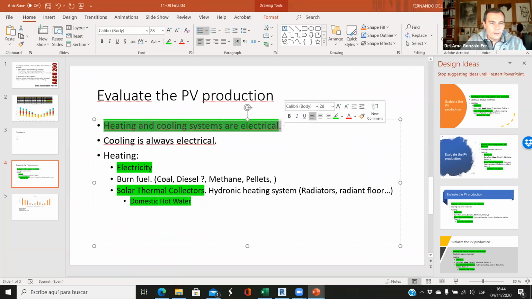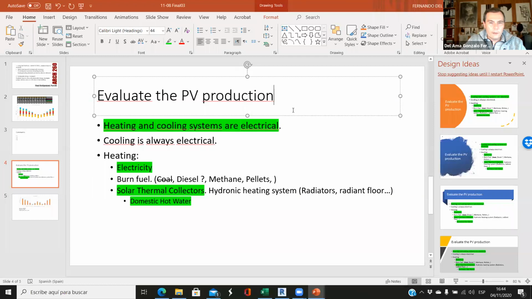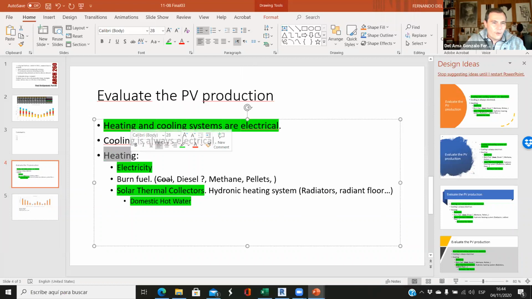Okay, so we are not burning any fuel to heat up our house or our building. For heating, we have different options. Cooling is always electrical, but for heating we can use electricity. So we can use one of those heat pumps, either for heating or cooling, or we can burn fuel.